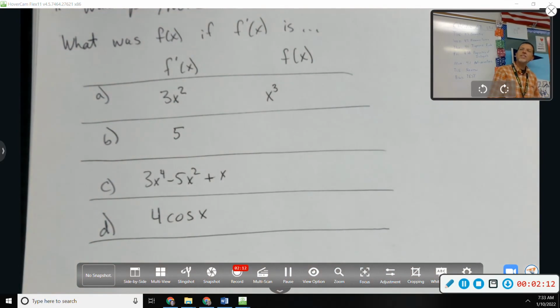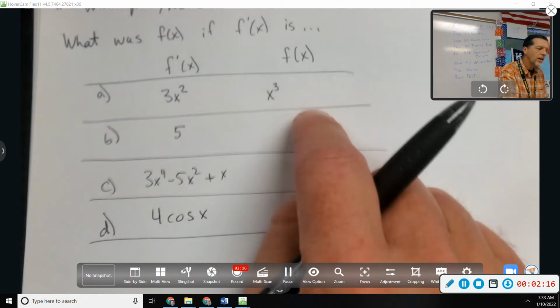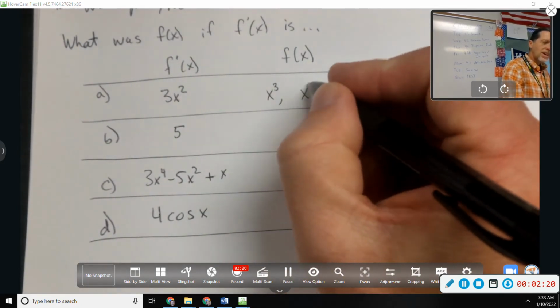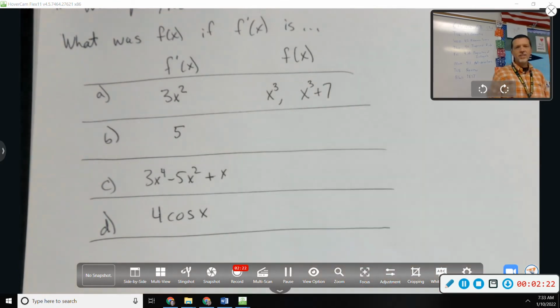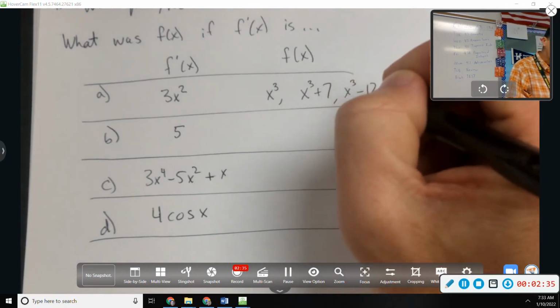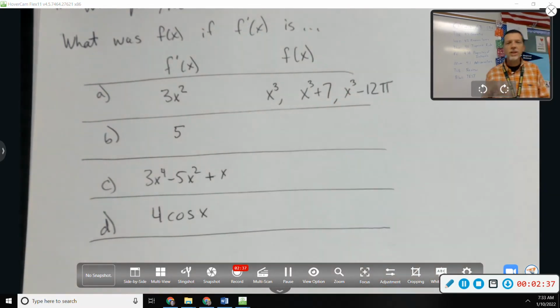Yes and no. Is there anything else f of x could have been? Could there have been a constant that disappeared? Yeah, it could have had a constant on there, because the constant would disappear when we take the derivative, right? The derivative of 7 is 0. So we don't really know if it was x cubed or x cubed plus 7 or x cubed minus 12 pi. Who knows? There's no way to know, at least yet, what that constant was.